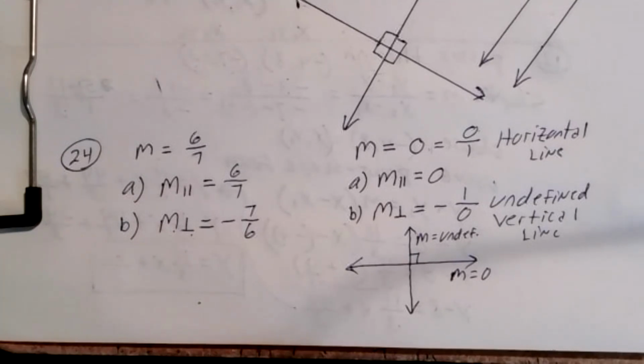So what's the slope of the Y axis? Not 0. Undefined. The Y axis is a vertical line, correct? The X axis is a horizontal line. So the slope of the X axis is 0, but the slope of the Y axis is undefined. All right, let's go back to our book.